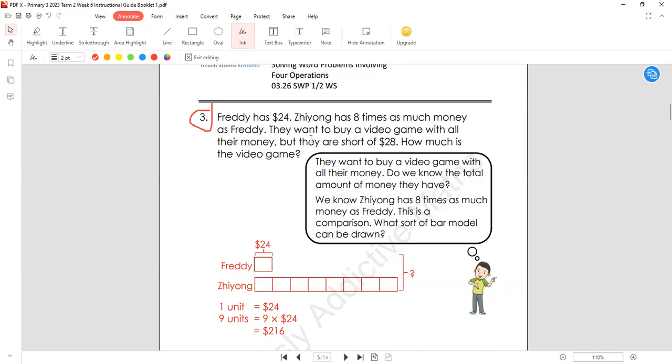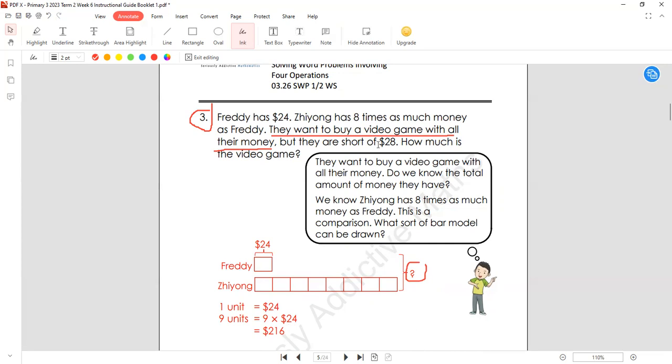The question mark is how much they have altogether, because they want to buy the video game with all their money. So they need to find what's altogether first. 1 unit equals 24. Altogether there are 9 units: 1, 2, 3, 4, 5, 6, 7, 8, 9. 9 times $24 equals $216.